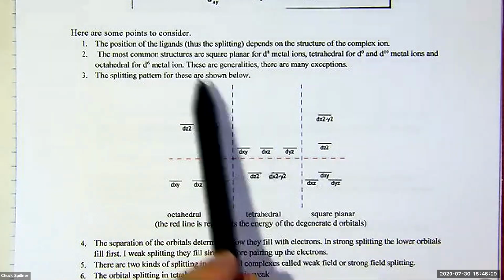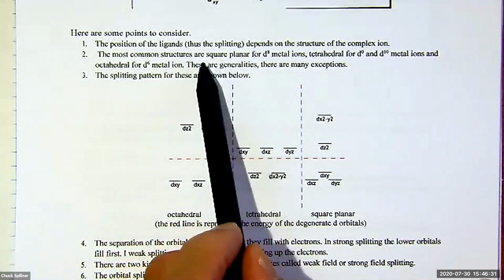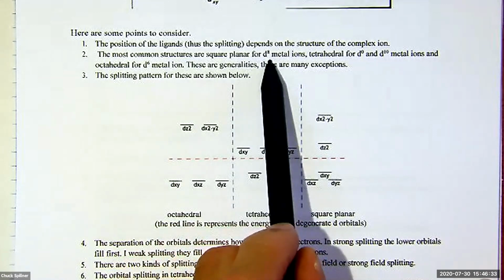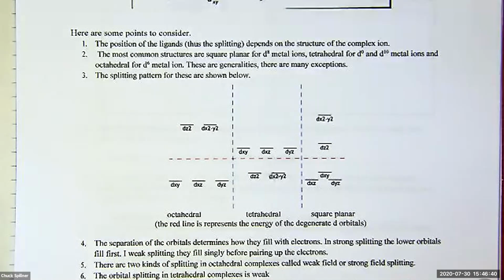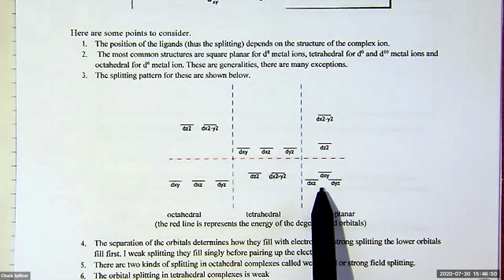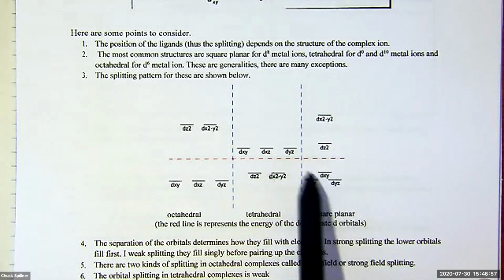The most common structures for square planar are d8 metal ions. I think that makes the most stable electron configuration in the d orbitals. The square planar, remember, looks like this. So if you have eight electrons, you go 1, 2, 3, 4, 5, 6, 7, 8. So you fill all these lower d orbitals.